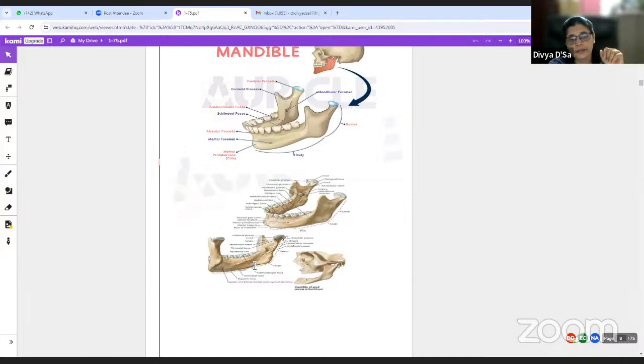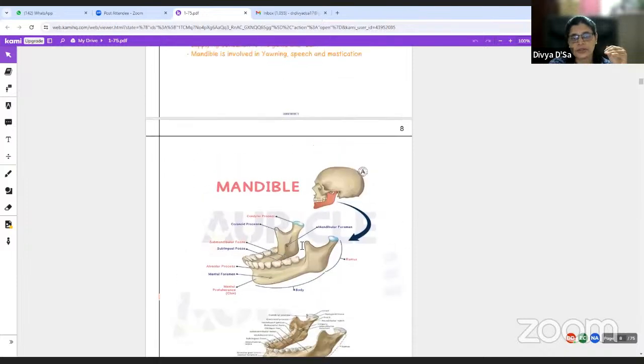Okay. And here there is a foramen, which is called the mandibular foramen, through which the inferior alveolar nerve and vessels go. And this will be covered here. There is a tongue-like process, which is called the lingula, where the sphenomandibular ligament is attached. Okay, so that is the thing.